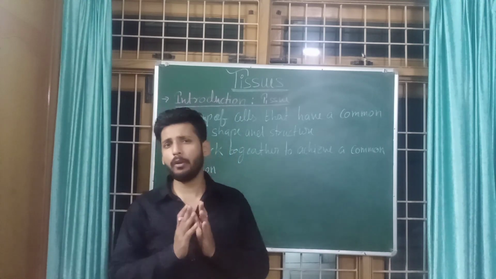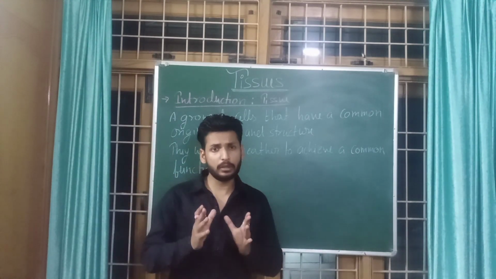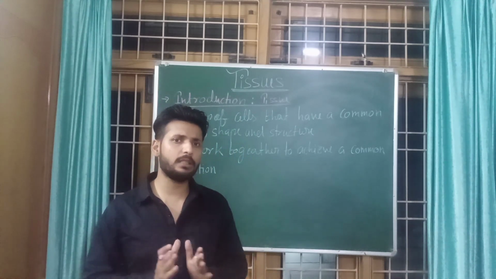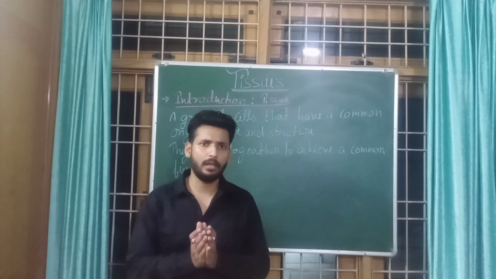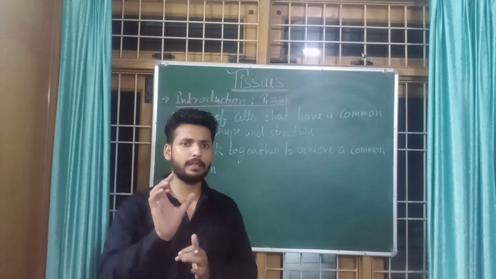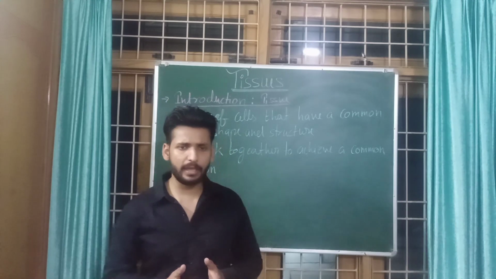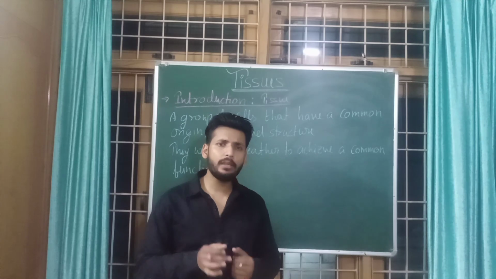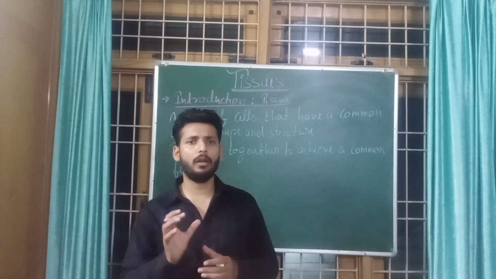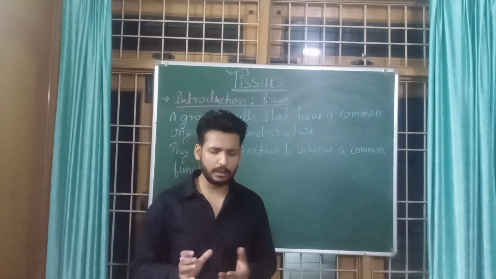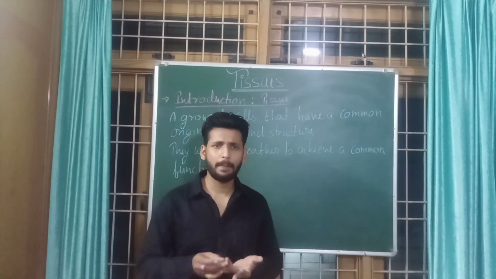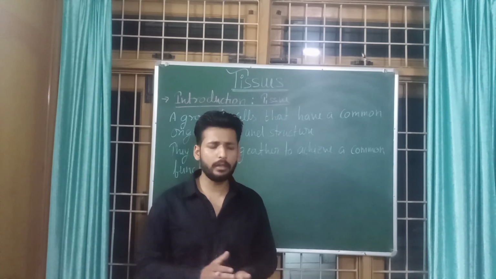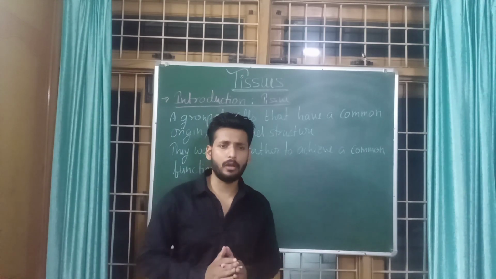If we are talking about unicellular organisms, uni means one and cellular means cell. These organisms are made up of a single cell. A complete organism is a single cell. For example, amoeba, paramecium, euglena. In this, a single cell performs all the functions of an organism, such as excretion, digestion, or respiration. Got it? Here, a single cell performs all the functions.